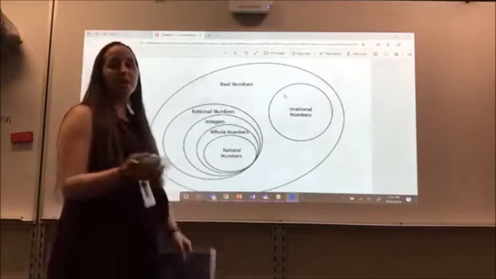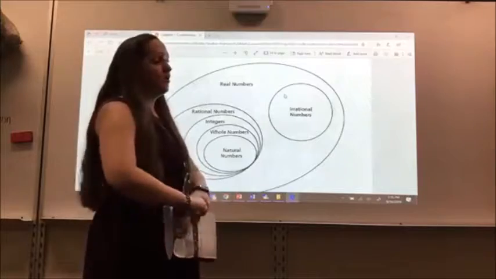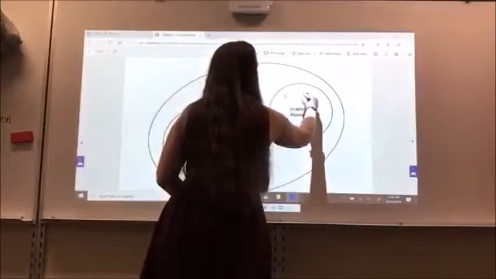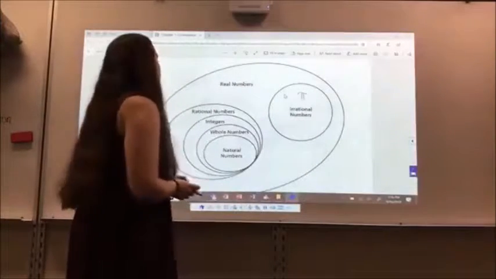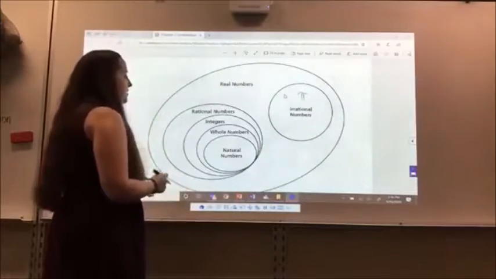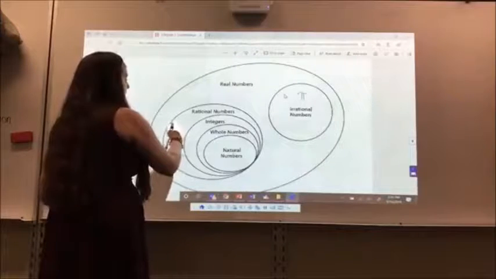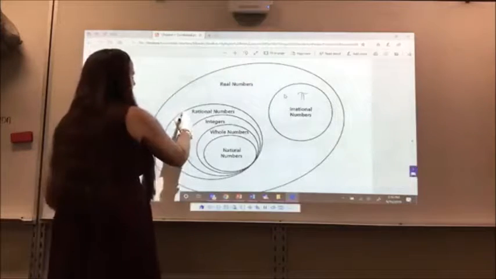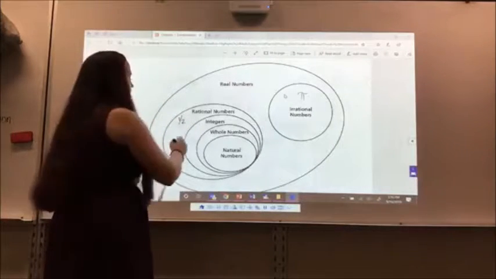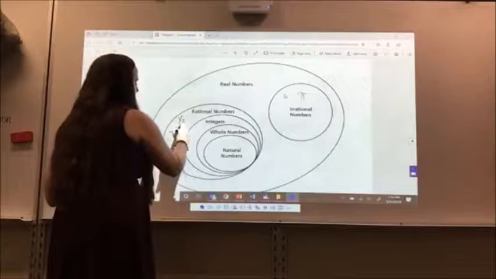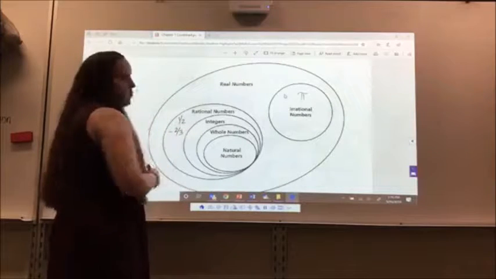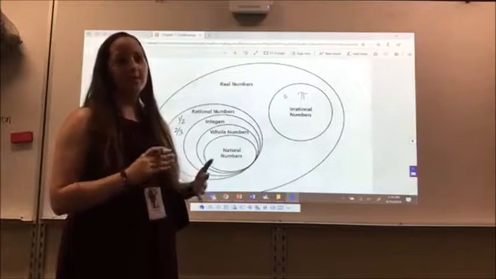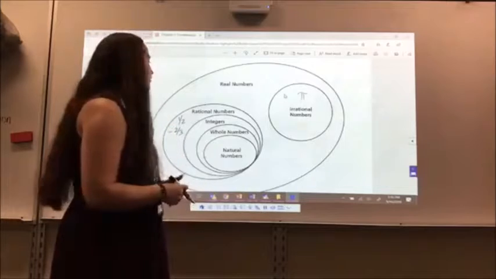Irrational numbers are numbers that never repeat. A really popular example of that is pi. So pi is an irrational number. Rational numbers, you could have fractions. So 1/2 is a rational number. -2/3 is a rational number. So it's any number that can be written as a fraction or has a repeating decimal. It could be positive or negative.